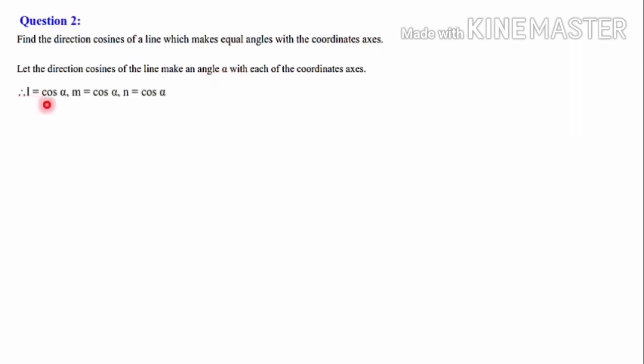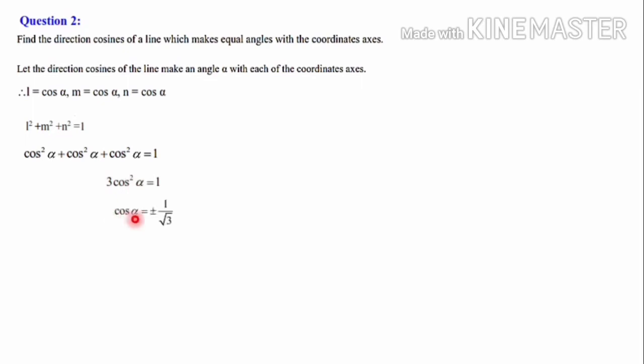So l is equal to cos alpha, m is equal to cos alpha, n is also cos alpha. We know the relation between l, m and n, that is l square plus m square plus n square is equal to 1. So l square is cos square alpha, m square is cos square alpha, and n square is also cos square alpha, equal to 1. Cos square alpha plus cos square alpha plus cos square alpha is 3 cos square alpha, which is equal to 1.